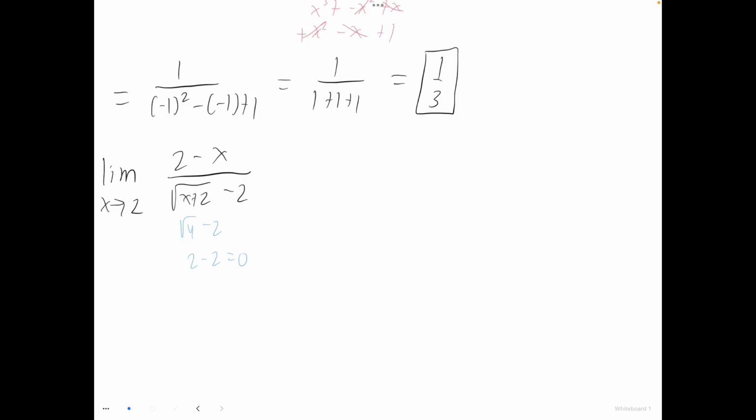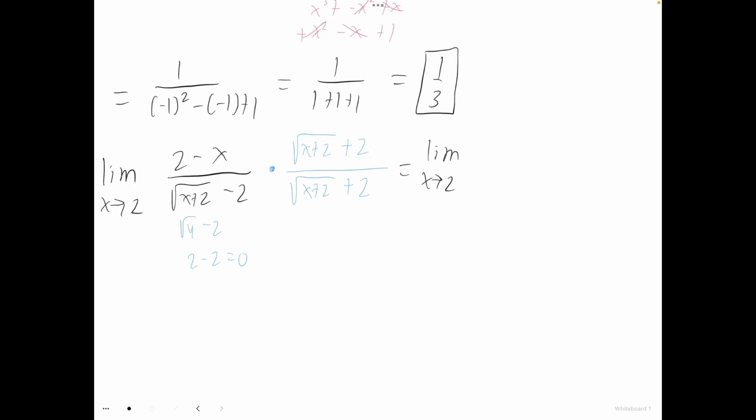So what we do is we multiply by the conjugate to rationalize where the square root appears. And remember, the conjugate just means I change one of the signs in the expression with the square root. So this is going to be the square root of x plus 2 plus 2 divided by the square root of x plus 2 plus 2. And so I'm doing this because it's doing the difference of squares formula in the bottom to cancel things out.